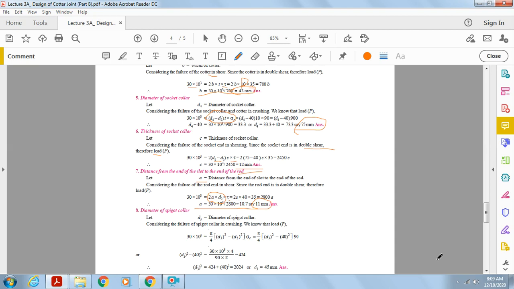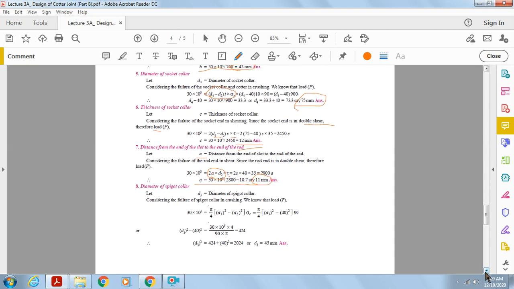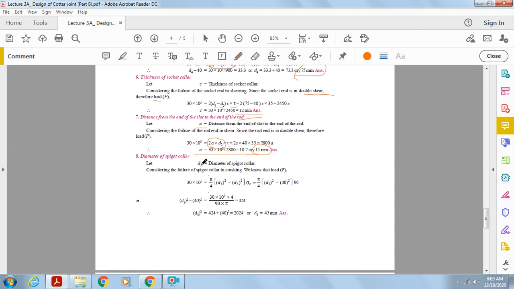Okay. Now the diameter of the spigot collar. As you know, the spigot collar diameter is denoted by D3. Considering the failure of the spigot collar in crushing, P equals 30 into 10 cube, which is equal to pi by 4 (D3 square minus D2 square). This is the overall area on which sigma C is acting, so it is multiplied by sigma C. Putting in the values of D3 and D2, we have obtained the D3 value as 45 millimeter.